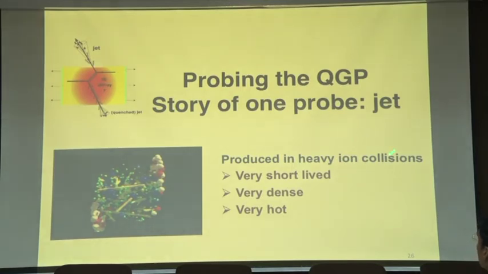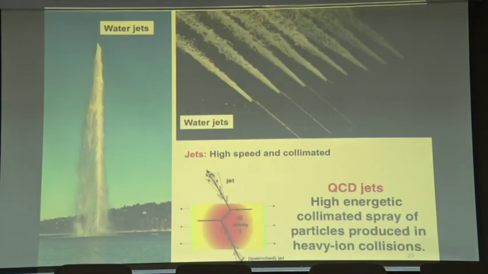So we will discuss something called jets. Let us consider this as a QGP system. You have to remember that this system is produced in heavy ion collisions. They are very short lived, very dense and very hot. Okay. So now jets, what are jets?